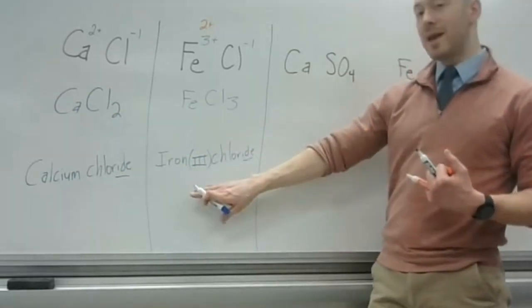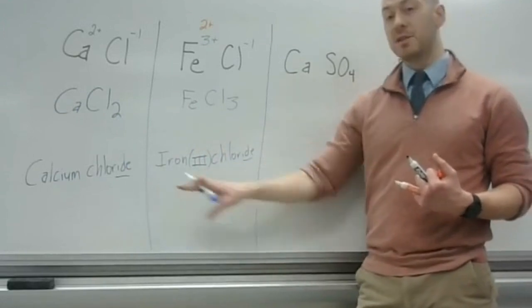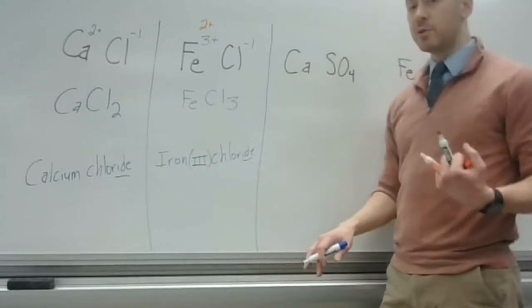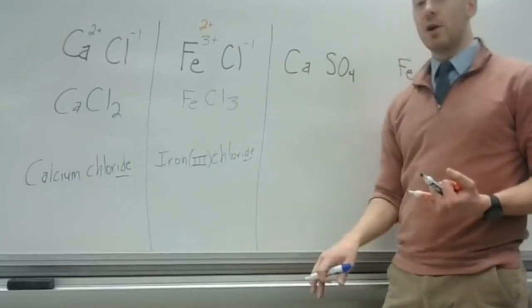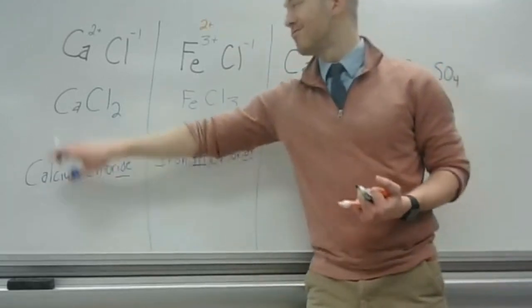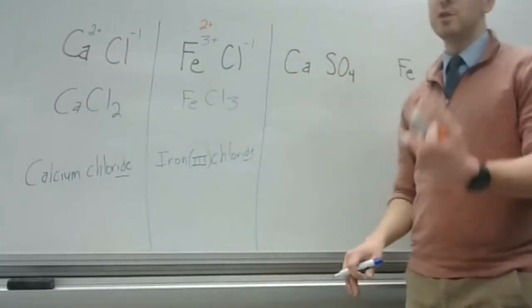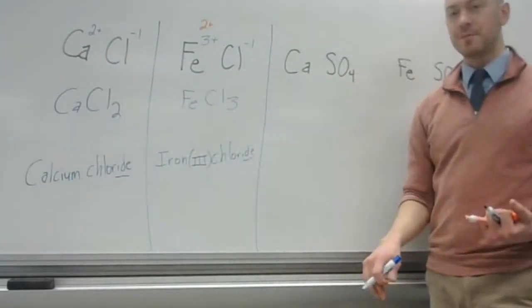This applies to any cation, the positive ion, which can have multiple charges. Iron is one of these cases, so we need to state the charge. With something like calcium, it's always going to be +2, so we don't need to state that charge.